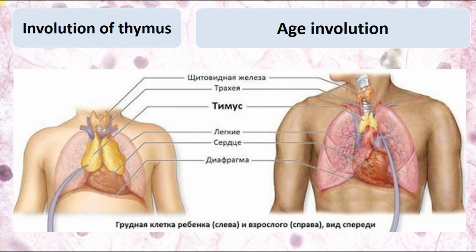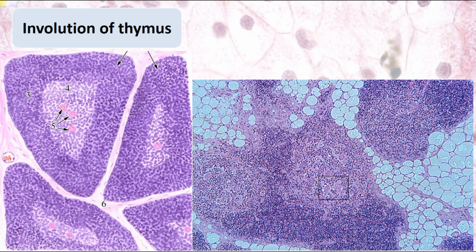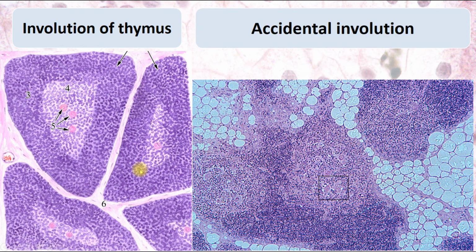As thymus undergoes age involution, the stroma of thymus is replaced with connective tissue, with adipose tissue, and it becomes even invisible. But we also have another condition which is called accidental involution. It takes place during childhood in some children who have severe diseases, for example, stress, trauma, very severe infection, and this stress may cause accidental involution.